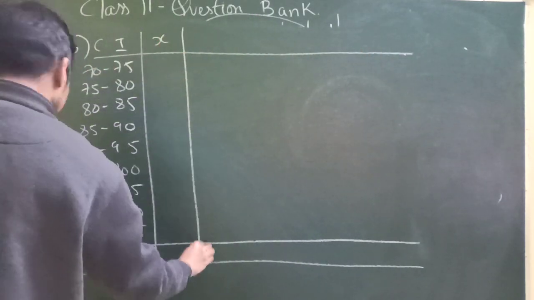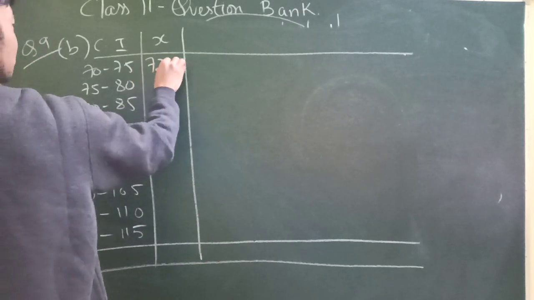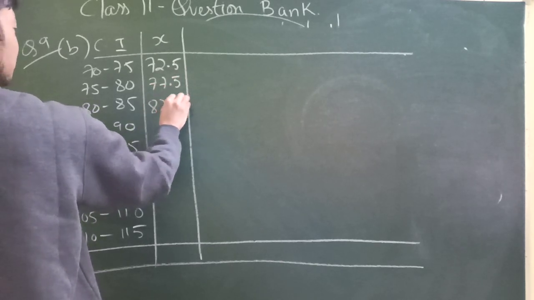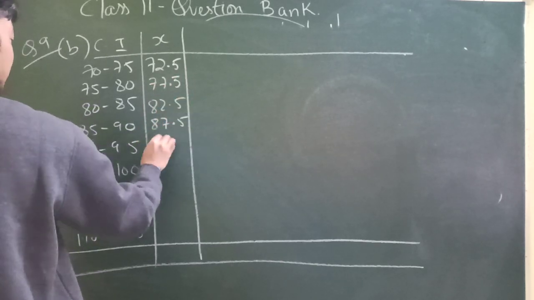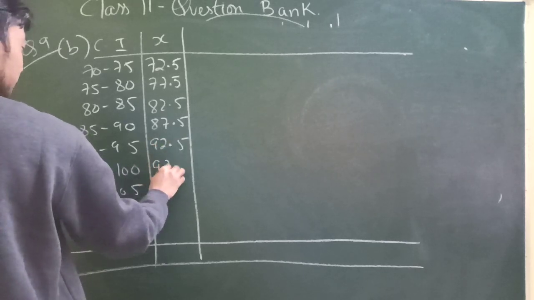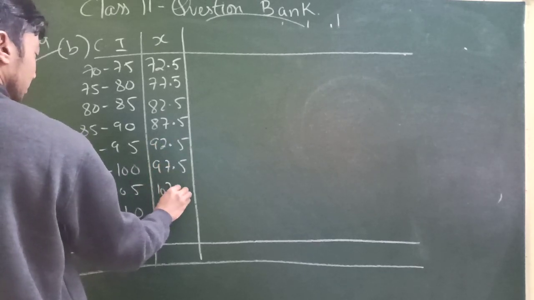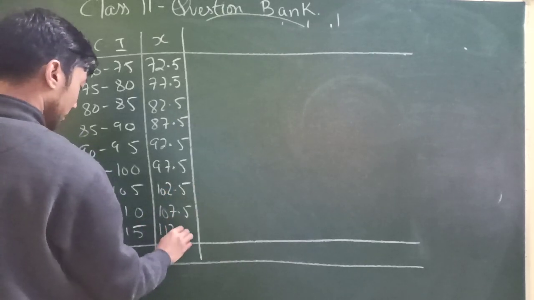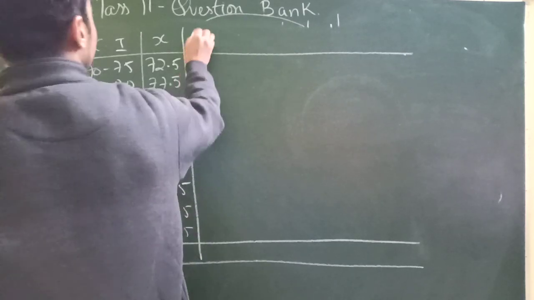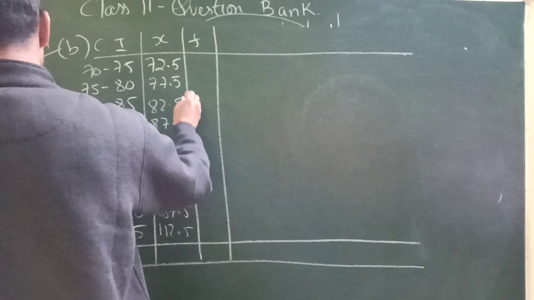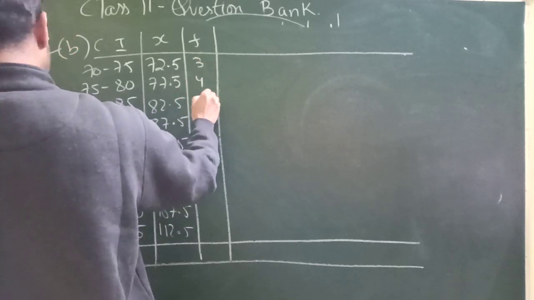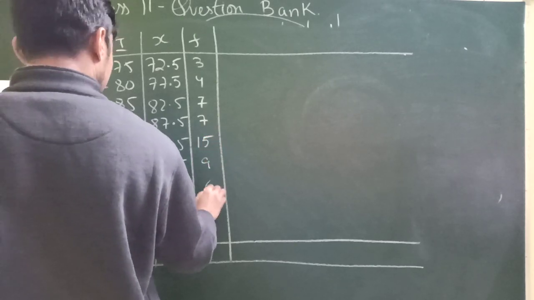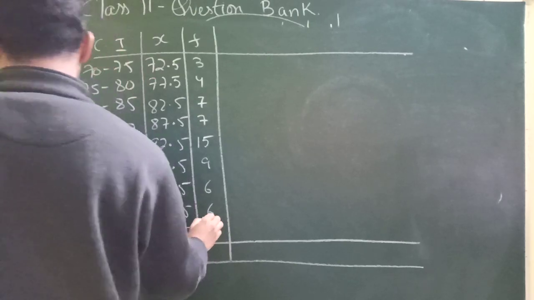The middle values are 72.5, 77.5, 82.5, 87.5, 92.5, 97.5, 102.5, 107.5, 112.5. That's it. The frequencies given to us are 3, 4, 7, 7, 15, 9, 6, 6, 3.